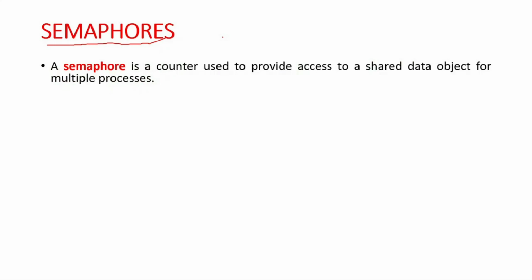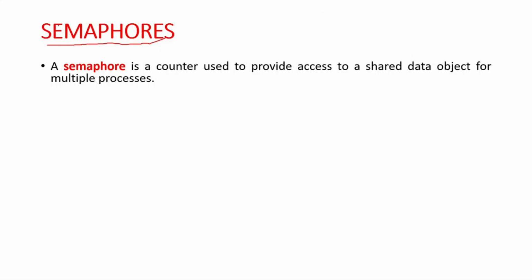You might have already seen semaphores in process synchronization, when you studied operating systems, and the same concept is used here. Using the semaphore, we can restrict multiple processes from accessing the shared resource. So let us see how exactly semaphore works. Semaphore is a counter used to provide access to the shared data object for multiple processes.